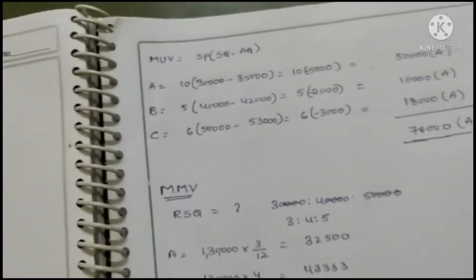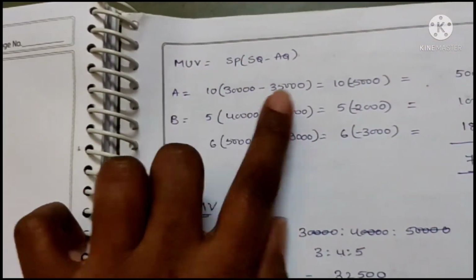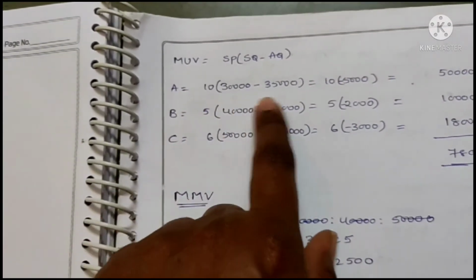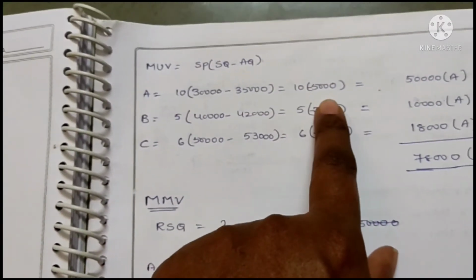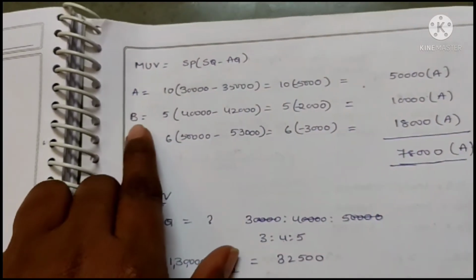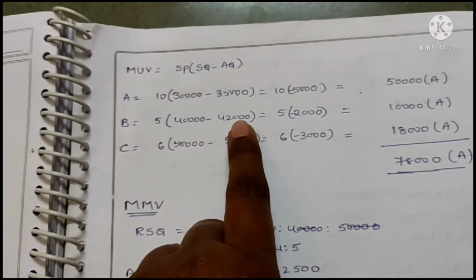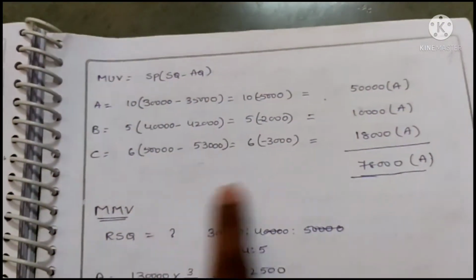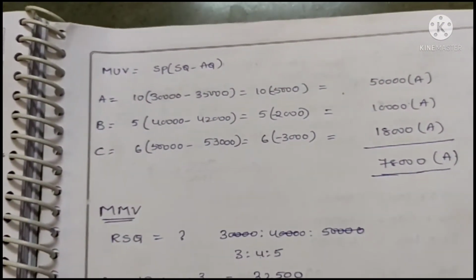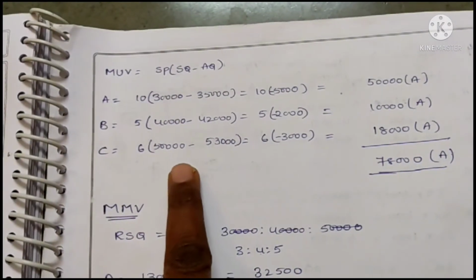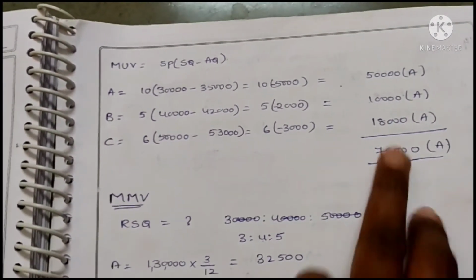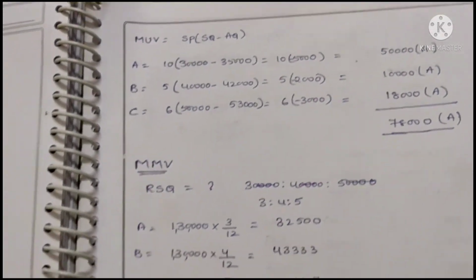Okay. Next MUV. MUV formula. SP into SQ minus AQ. A: 10 into 30,000 minus 35,000. So 10 into minus 5,000, we got 5,000 adverse. B: 5 into 40,000 minus 42,000. So 5 into minus 2,000, 10,000 adverse. C: 6 into 50,000 minus 53,000. So 6 into minus 3,000, we got 18,000 adverse. Total 78,000 adverse.